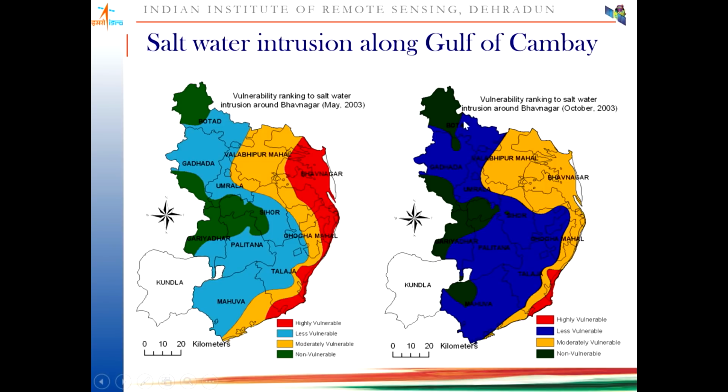This is the pre-monsoon, and in the post-monsoon there are a lot of rain showers and fresh water goes inside. Then the scenario changes. You see the highly vulnerable region is restricted only over here. The majority of the region is moderately vulnerable. Also there is a lot of increase in the less vulnerable region, and more patches come up which are non-vulnerable. So this type of study can be carried out to understand which regions are less vulnerable and which are highly vulnerable to saltwater intrusion.